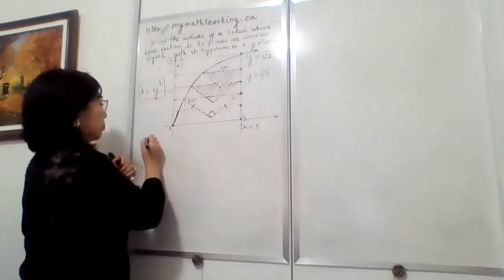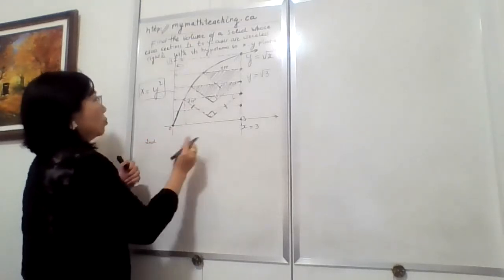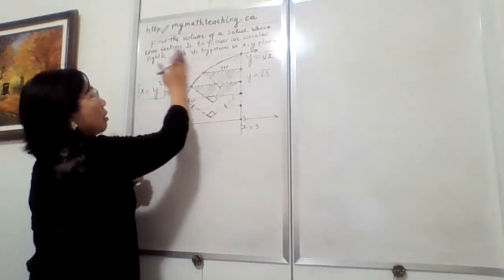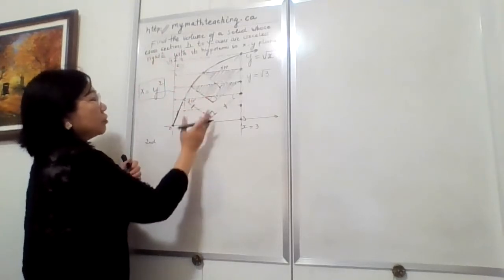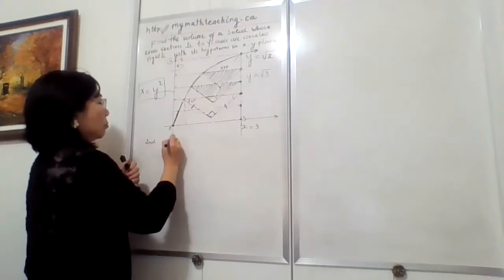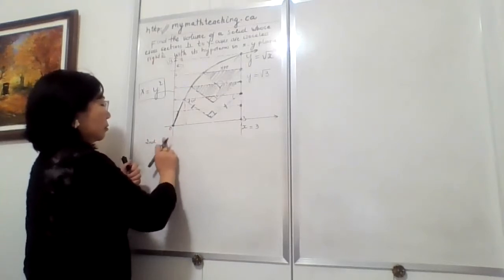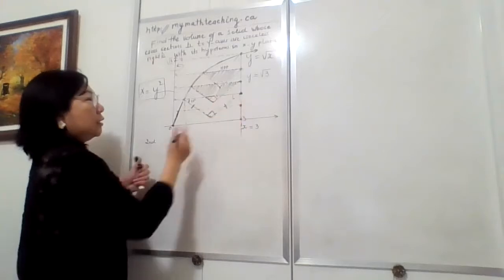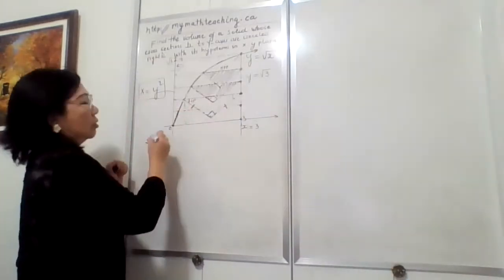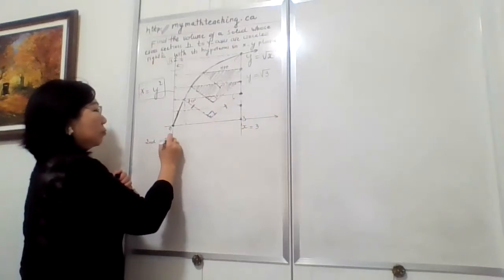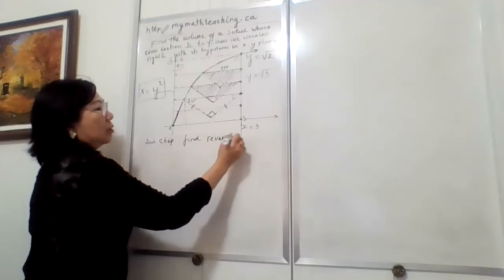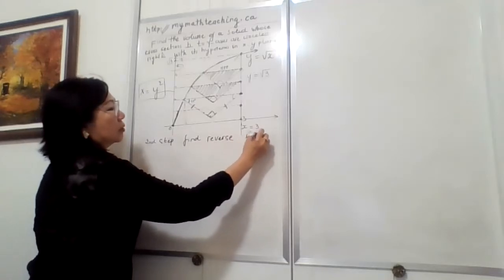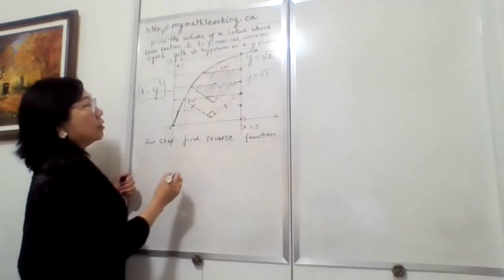Second step: because we generate about the y-axis, we have to find the function of x in terms of y. And the function of x in terms of y is the reverse function. So second step, we're going to find the reverse function.